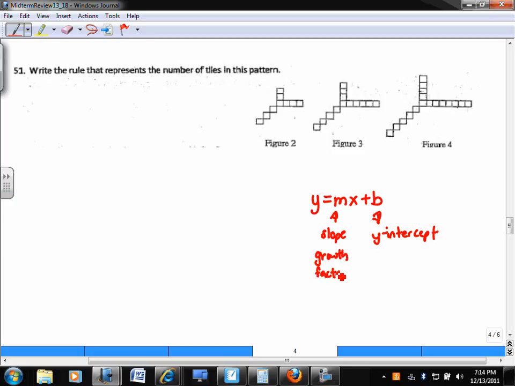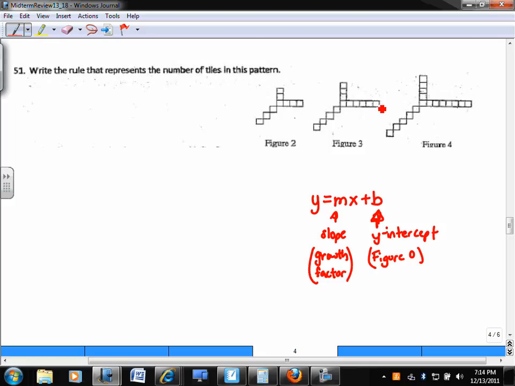How many tiles are being added between each figure number? And then in terms of tiles, our b is our figure 0. It's the number of tiles in figure 0. Well, in order to find our equation, that means we have to know how many tiles are in figure 0. So let's work backwards.